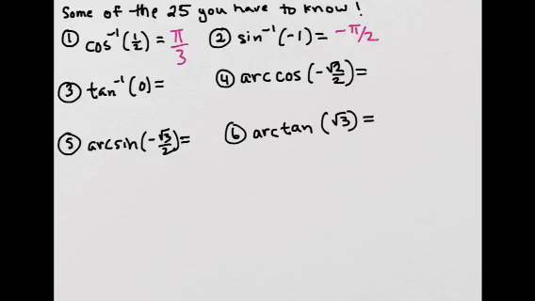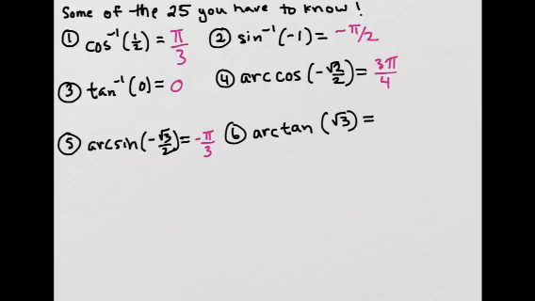Tangent inverse of 0, that means that y is 0 and x is 1 because it's y over x. So it's going to be 0. Arc cosine of negative radical 2 over 2, when arc cosine is negative, that means it's in quadrant 2, so that's going to be 3 pi over 4. Okay, arc sine of negative radical 3 over 2, that's going to be negative pi over 3.